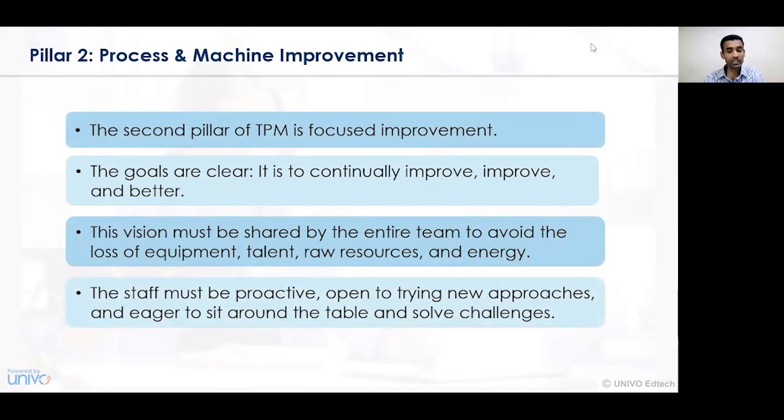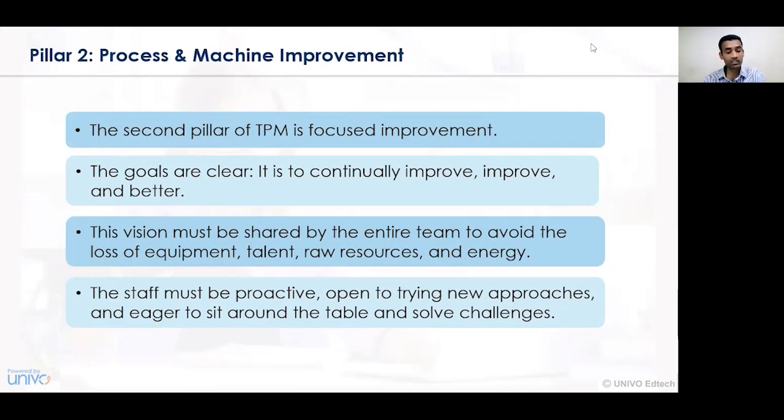This vision must be shared by the entire team to avoid the loss of equipment, the talent, the raw resources, and the energy. So these particular process and machine improvement focuses on how do we, as a part of a coordination of team, conduct all the activities in a well-coordinated way, and utilize those resources in a better considerable environment of the business organization.